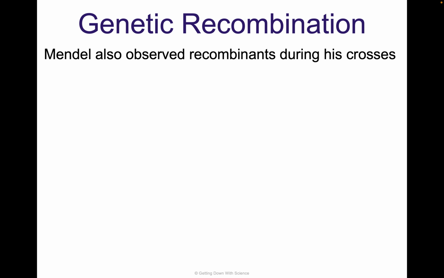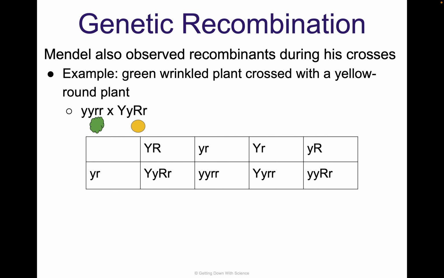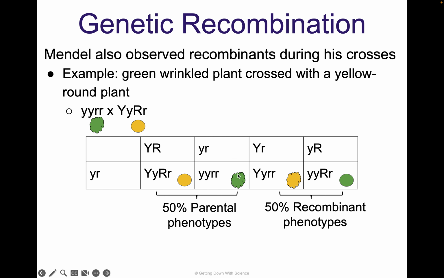Okay, so Mendel also observed this, right? A green wrinkled plant is crossed with a yellow round plant. So we have this here. We have a true breeding homozygote recessive and a heterozygote for two traits, and they look like that. And when we cross them, we see that 50% look like the parental phenotypes and 50% are a recombinant phenotype. So you can see down here, one of them is going to look just like this, one of them is going to look just like this one, and then two of them are kind of going to be mixed up. So this is what we call our parental phenotypes and our recombinant phenotypes.